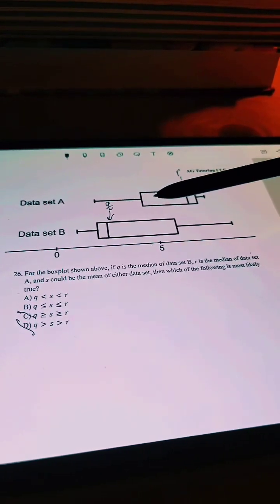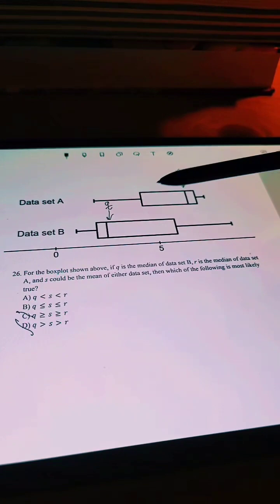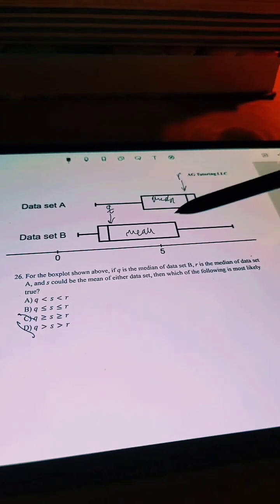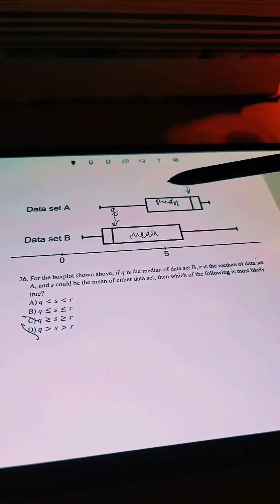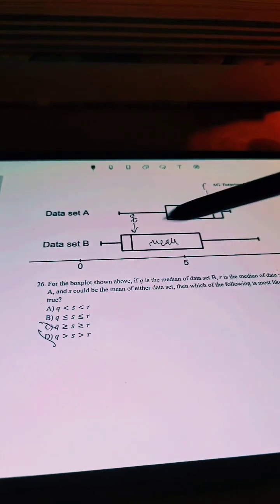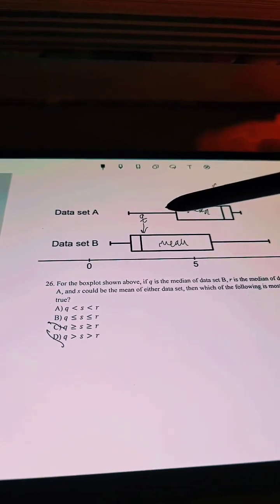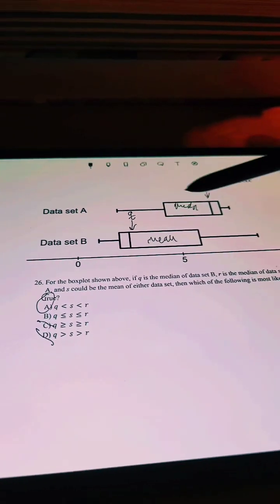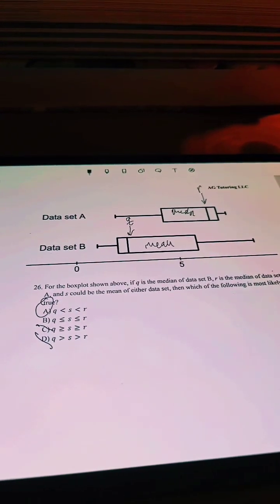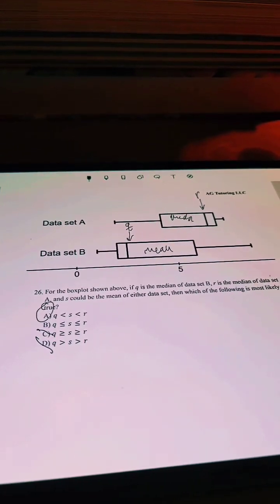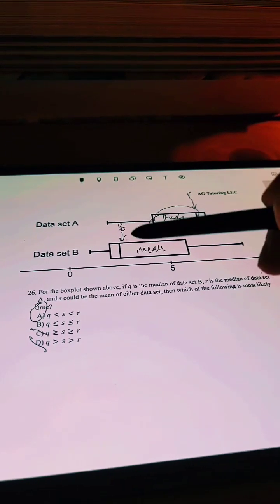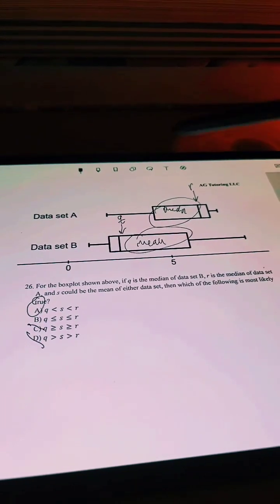So now you just have to determine, is it A or B? S could be the mean of either data set. The mean is usually represented by this box portion right here. So it would be answer choice A, because it can't be equal to the medians. It would be most likely that it's in between and not exact. It's not likely that it's equal to Q and R, like it's equal to the medians. It's probably going to be in between if you think about the mean being the bigger box portion for each of them.